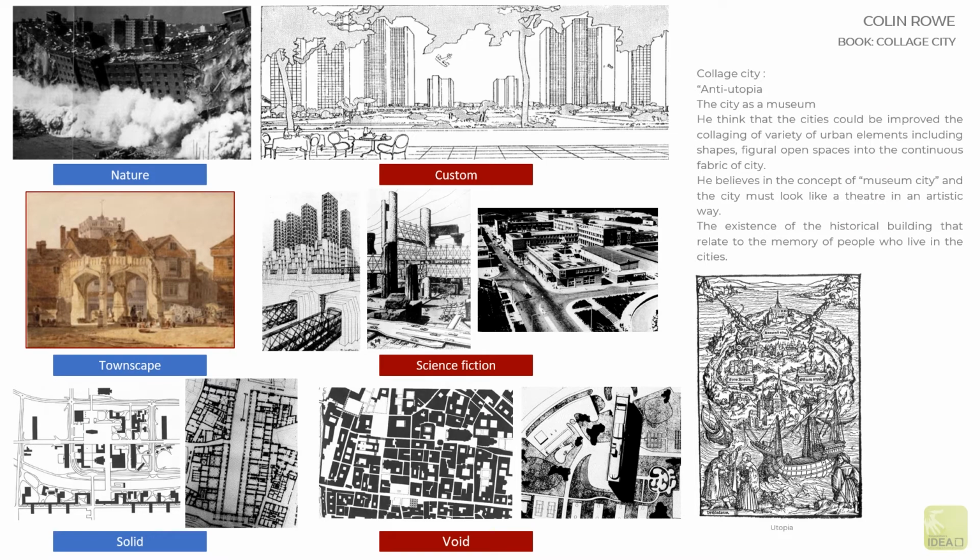Our third author is Colin Rowe. Colin Rowe, in his book Collage City, tried to reflect on the ongoing discussion by analyzing the two radically opposite models for urban utopias that existed at that time.